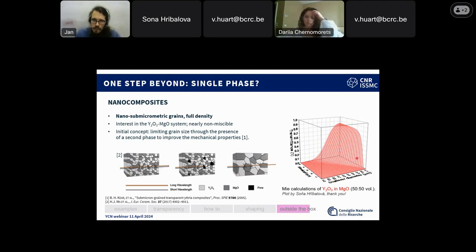And the first challenge is the choice of the right raw materials. Why is it so important? Here we can see the morphology of two different raw yttria powders. We can see that they are completely different. The morphology is really different, and we can assume different properties of these powders.